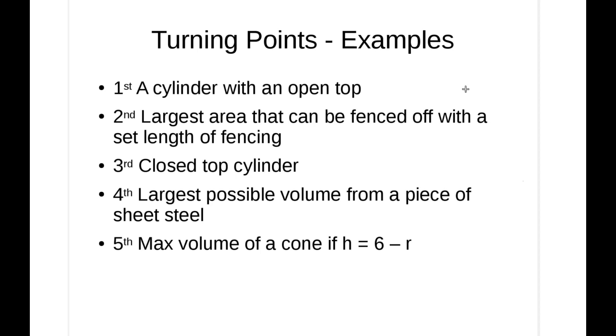We're going to start with an introduction, and then we're going to take a look at a cylinder with an open top. So that'll be a cylinder where we want to achieve the minimum amount of material to get the maximum amount of volume. In fact, we'll be given a volume to work to. You'll see when we come to it. The next one will be the largest area that can be fenced off with a set length of fencing, and in that we'll be making an assumption that the shape is of a rectangle or square shape.